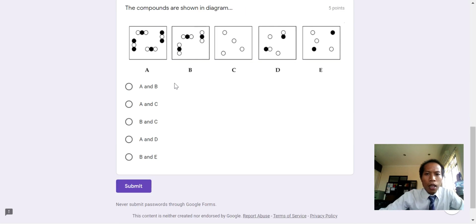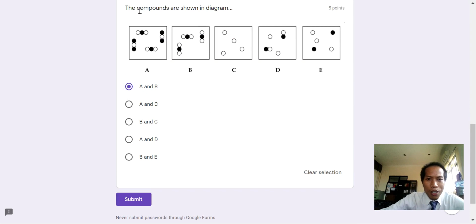For the second question, actually there is no answer. I just realized this. There is no answer because there is something tricky here. Most of you maybe will say that the answer is A and B because it's asking you about the compound. A compound is a combination of two elements in a fixed proportion. As you can see here, for B there is a fixed proportion of the elements and they are combined. Yes, it is a compound.